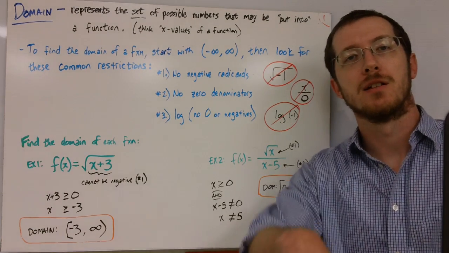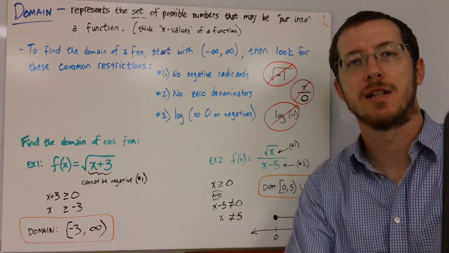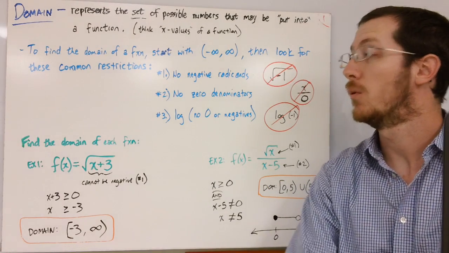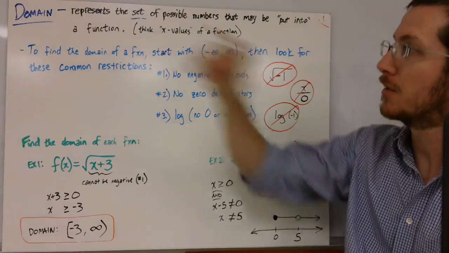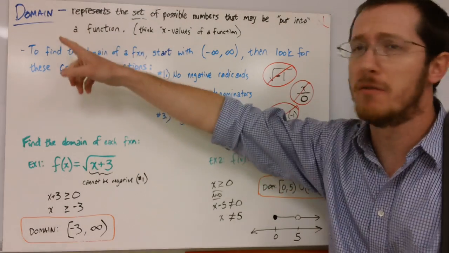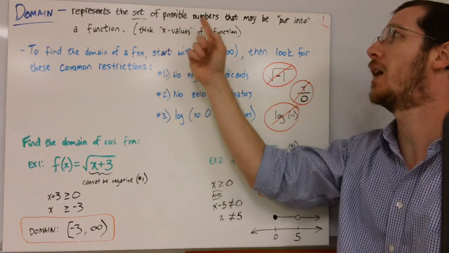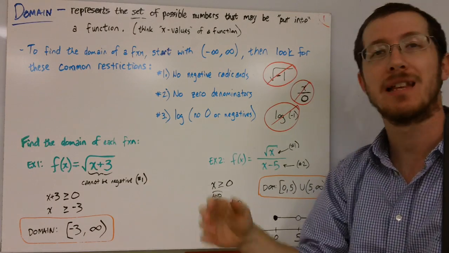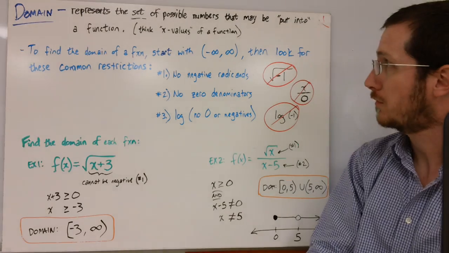Okay, in this lesson, we're going to talk about functions and some key characteristics of functions and ways to evaluate functions. So let's start off with domain. The domain of a function represents the set of possible numbers that may be put into a function. Think the x values of a function.